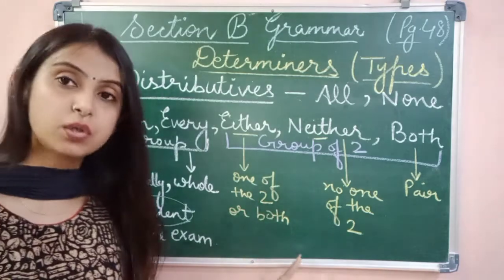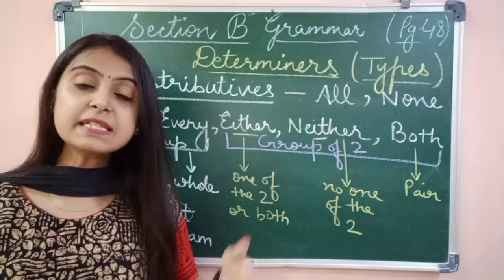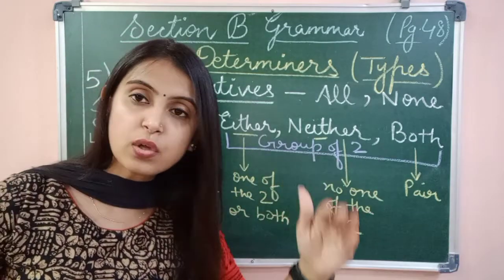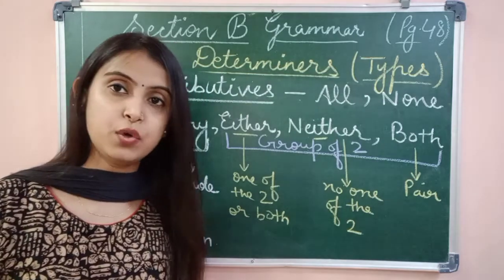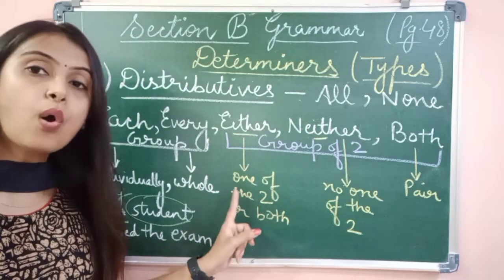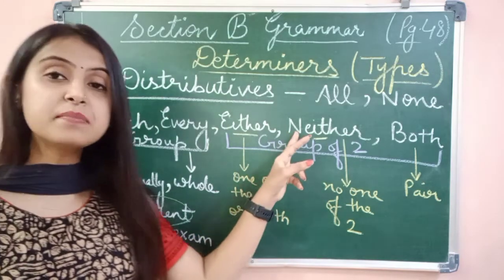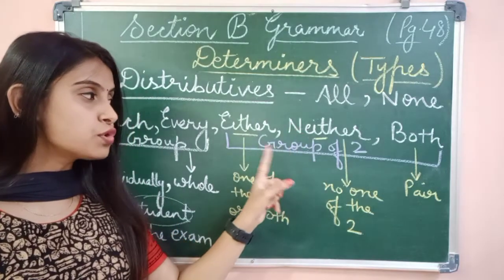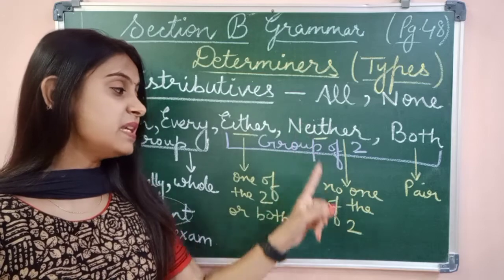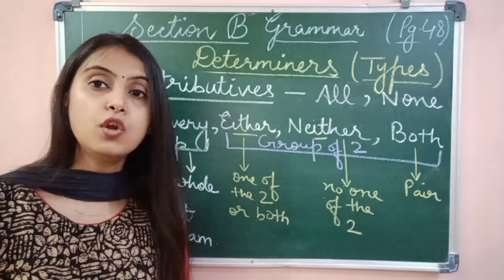Or both of them, both of the two. For example, if I say trees are planted on either side of the road, it means on this side also and the other side also. So either is used to talk about one of the two or both of them in the group. Then comes neither. Neither is also used to refer to a group of two people or things. Neither means no one of the two. Neither negates the pair.